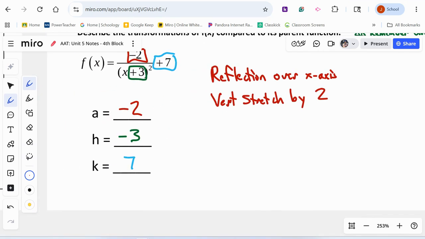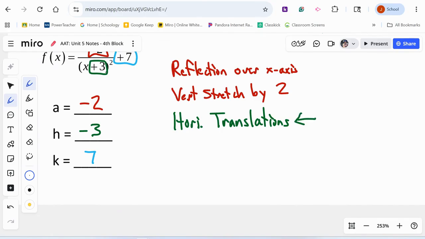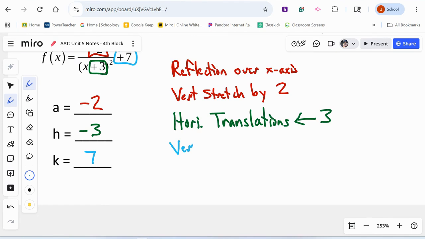All right, so as we look at our H value, remember H controls our horizontal translations. And since it's negative, horizontally is going to the left, and it is going to be 3 units. K tells us our vertical translations, and that is positive. Positive vertically is up, and up 7.